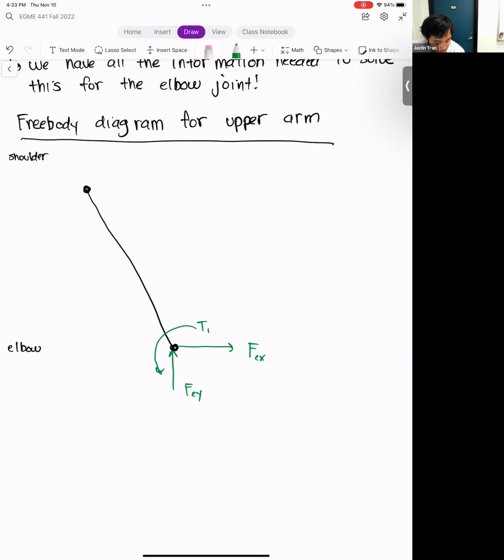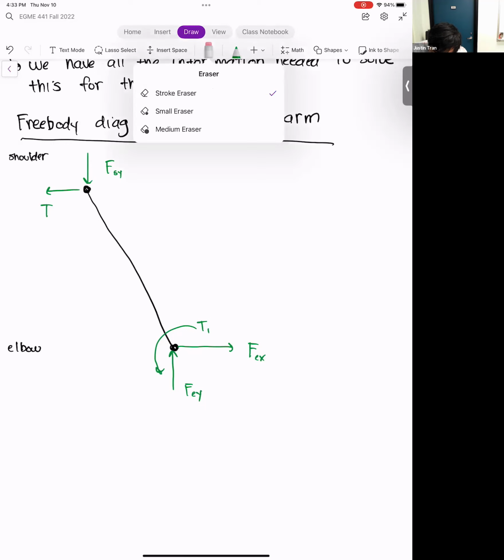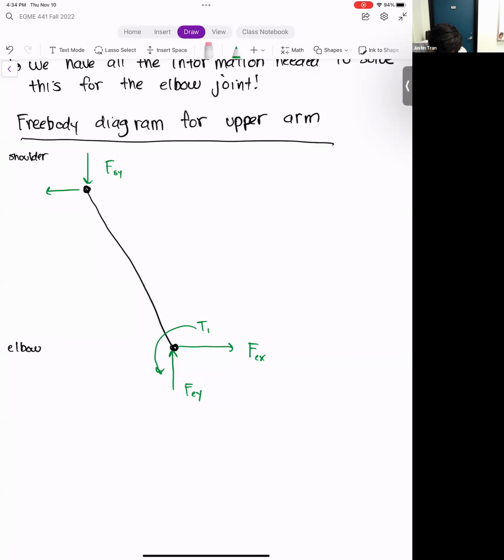All right, so let's do the same thing for the shoulder joint. For the shoulder joint, we're not going to go beyond that, so in the end it doesn't matter too much, but just to be consistent, I'll draw FSY going downwards and FSX going to the left. And then the net joint torque, or net joint moment, at the shoulder is going to go in the clockwise direction. Those are just the directions that we chose, and everything is relative to that.